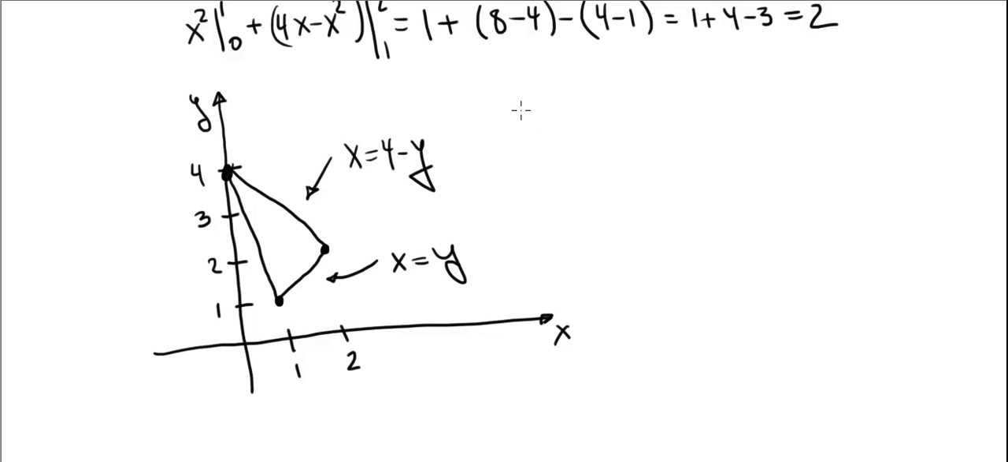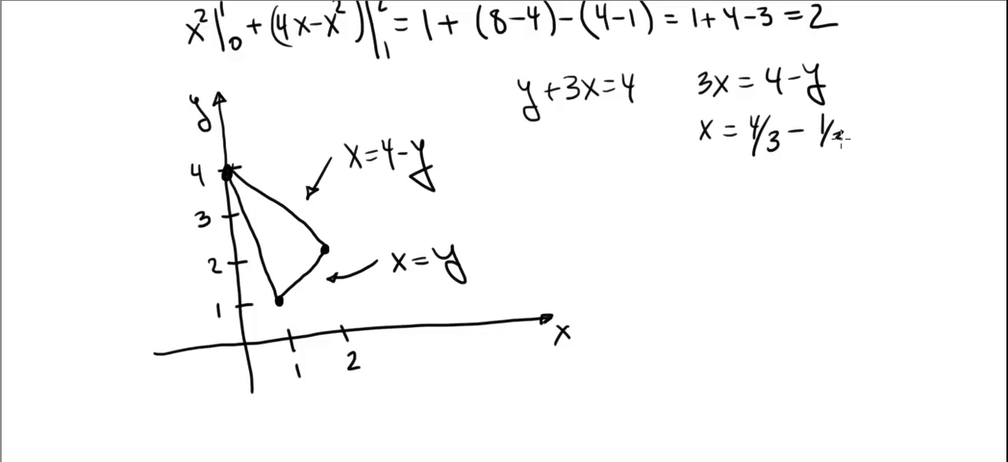And remember, our third line was y plus 3x equals 4. So I'm going to solve for x. 3x equals 4 minus y. x equals 4/3 minus 1/3 y. So this is the line x equals 4/3 minus 1/3 y. And this time we're going to look at our region as the top region and the bottom region.